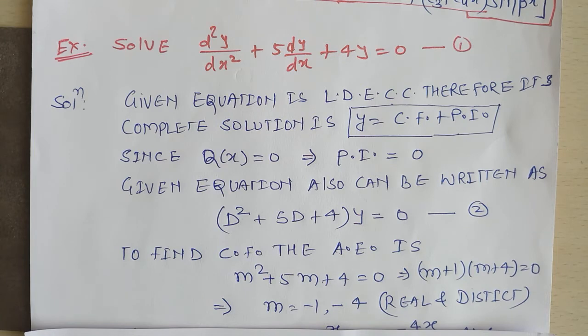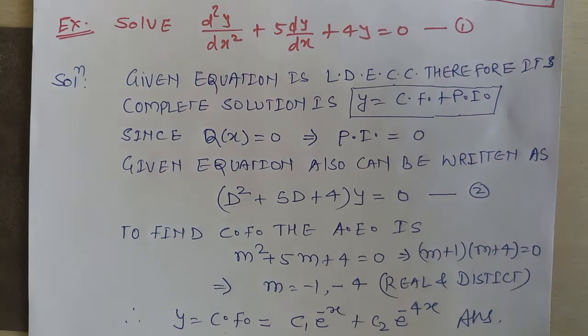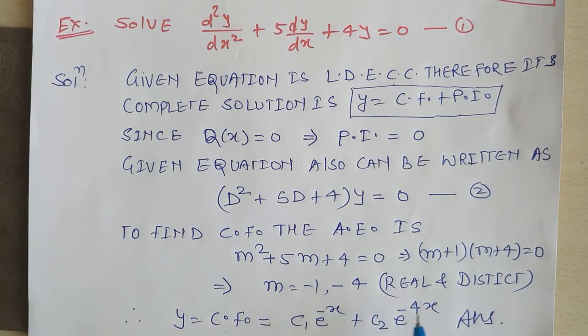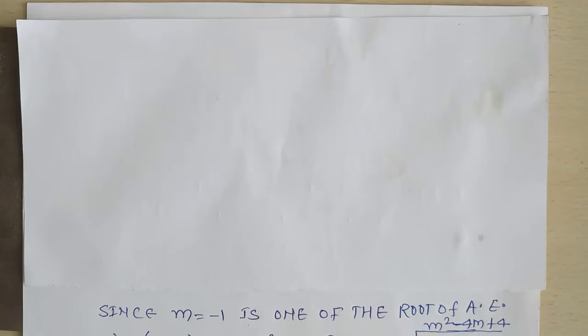In that case we know the CF is given by C1 e power m1x plus C2 e power m2x. So y equal to CF is the solution, and CF is C1 e power m1x, with m1 equal to minus 1, so minus 1x, plus C2 e power m2x, with m2 equal to minus 4, so minus 4x. So this is the solution of the given LDECC.